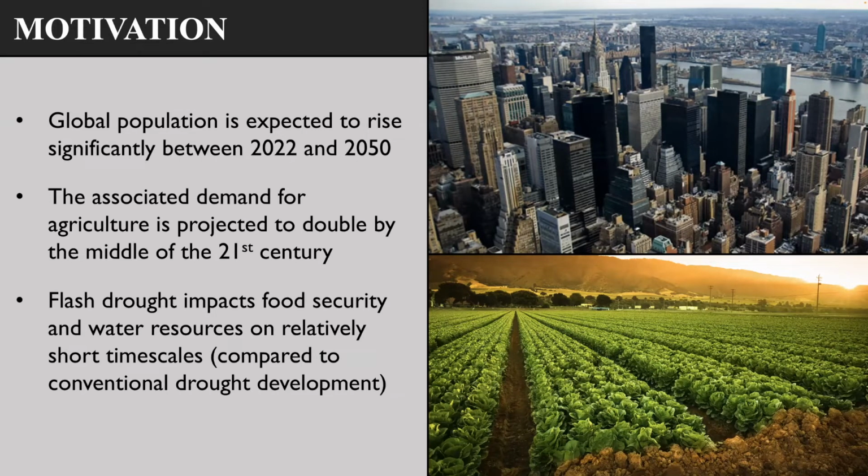And why this is important and associated with flash droughts is that flash drought is at the intersection of not just water resource and a depletion of water resources, but also food security as well. And the fact that flash droughts develop on relatively short timescales, on the order of 4 to 8 weeks, is much faster compared to conventional drought development, which occurs over several months or seasonal timescales. So given all these impacts, flash droughts are very important to study, especially in the future of climate, to see what we can expect in terms of their frequency and other characteristics.